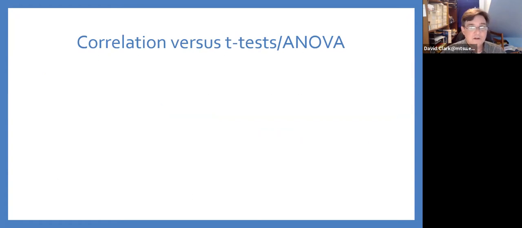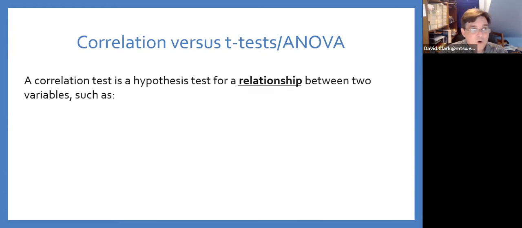Now, a correlation, and this is the basic difference. So you've got that little question there, what's the basic difference? A correlation is looking for the relationship between two variables. So you don't have groups. You're trying to establish how one variable relates to the other variable. Okay.